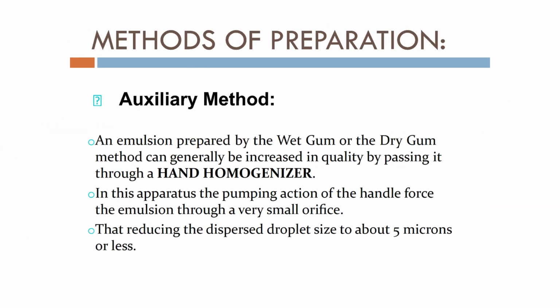Auxiliary method. An emulsion made by the wet gum or dry gum method can often be improved by passing it through a hand homogenizer. In this device, the pumping action of the handle forces the emulsion through a very small orifice. This drastically reduces the size of the dispersed droplets to about 5 microns or less, resulting in a much finer and more stable emulsion.